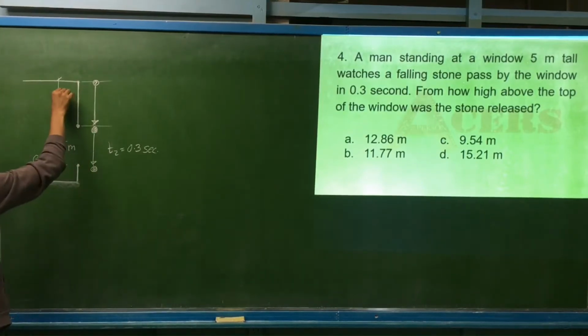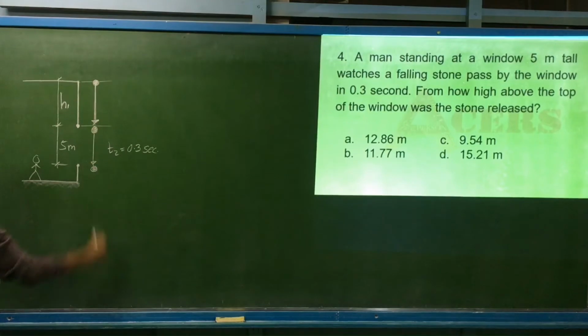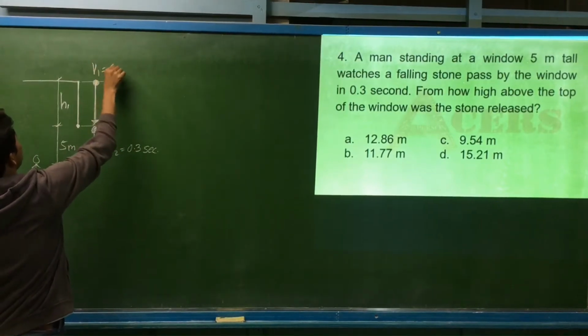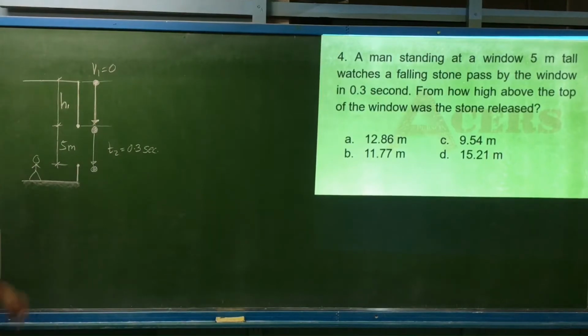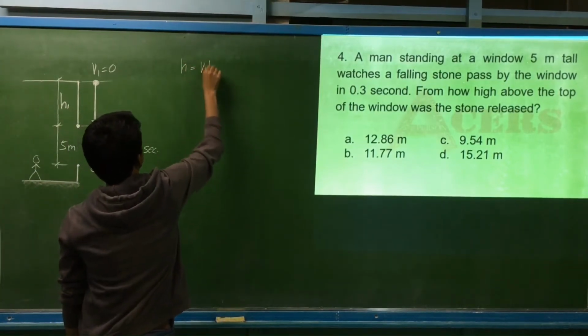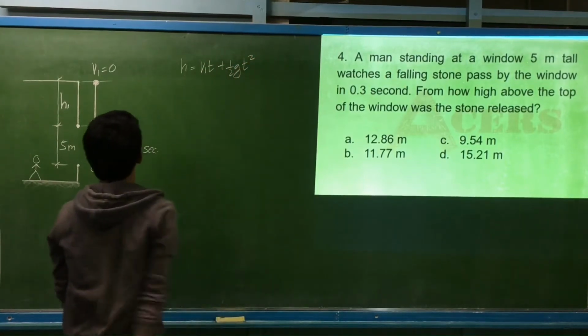So we are looking for H number 1. That is from the point of release to the upper edge of the window. So that is our unknown. So how do we compute for that? So again, this is an example of free fall. We assume the initial velocity to be 0. So let us consider this distance from the point of release to the upper edge of the window. We have to use the third equation. H is equal to initial velocity time plus 1/2 acceleration time squared.